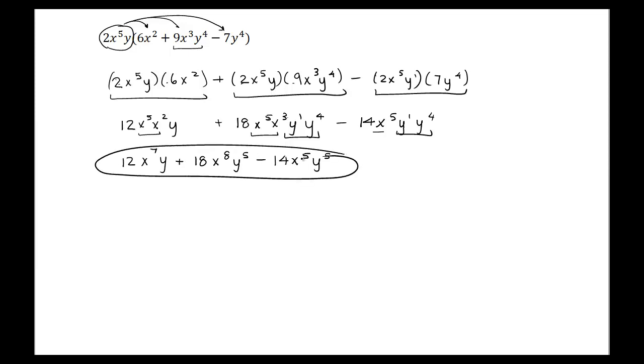And that's as simplified as it gets. If you look at the variable parts, I have an x to the 7th, y. I have an x to the 8th, y to the 5th. Those are different, right? And I have an x to the 5th, y to the 5th. So those are different too. So that's as simplified as it gets.